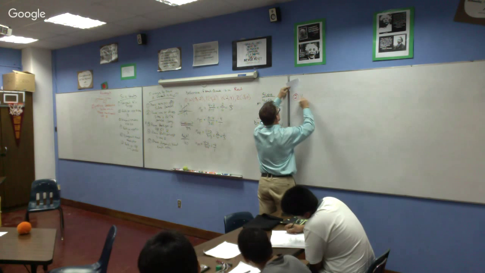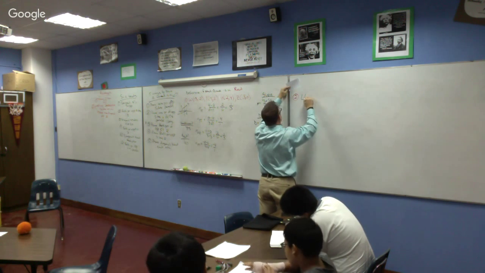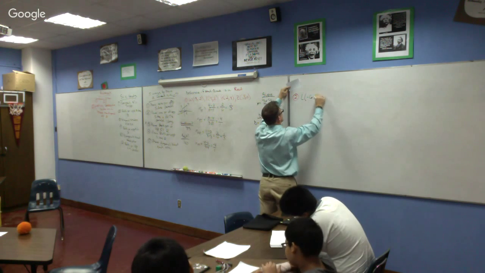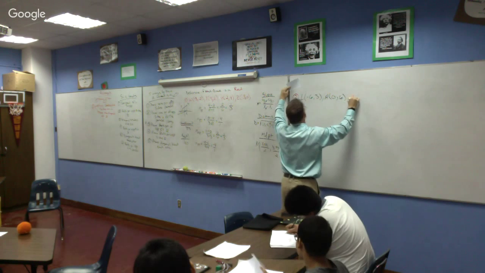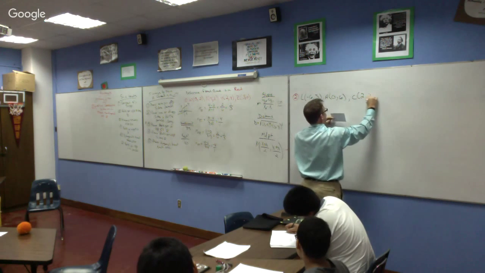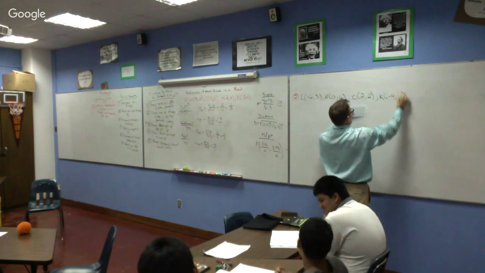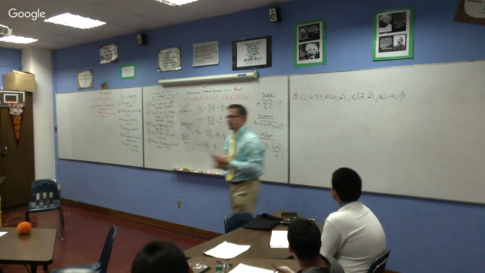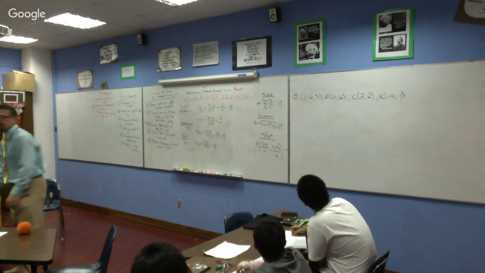Pay attention. So now, same thing. Is this thing a rectangle? L has the coordinates -6, 3. A has the coordinates 0, 6. C has the coordinates 2, 2. And K has the coordinates -4, -1. Determine if that thing is a rectangle.